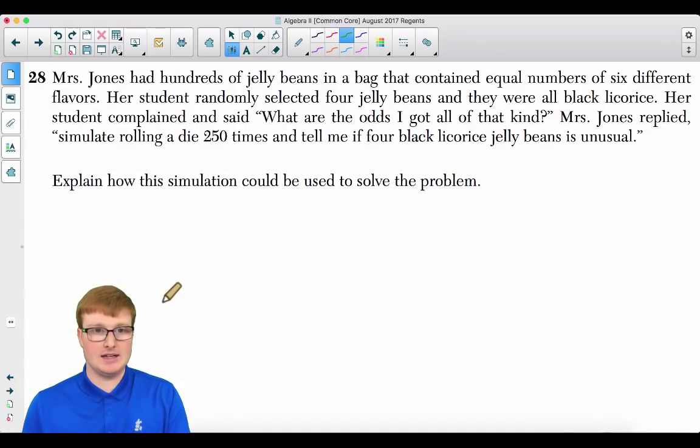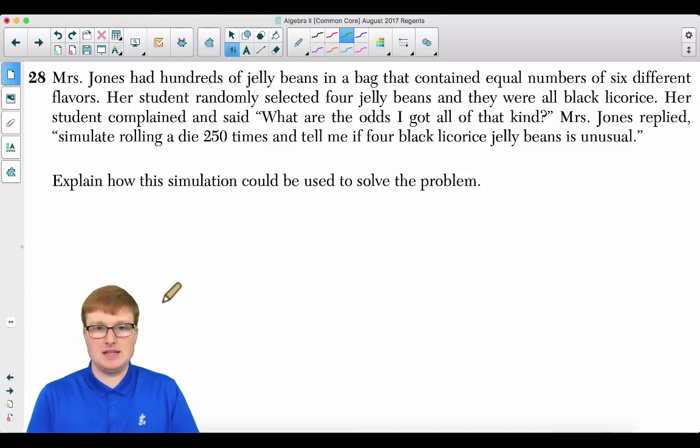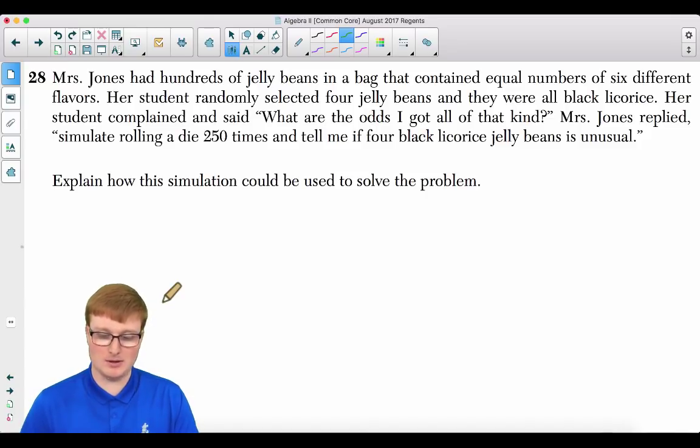Mrs. Jones had hundreds of jelly beans in a bag that contained equal numbers of 6 different flavors. Her student randomly selected 4 jelly beans, and they were all black licorice. Her student complained and said, "What are the odds I got all of that kind?" Mrs. Jones replied, "Simulate rolling a die 250 times and tell me if 4 black licorice jelly beans is unusual. Explain how this simulation could be used to solve the problem."